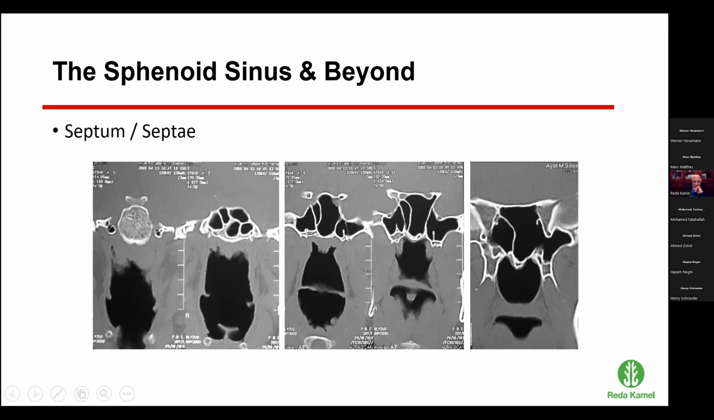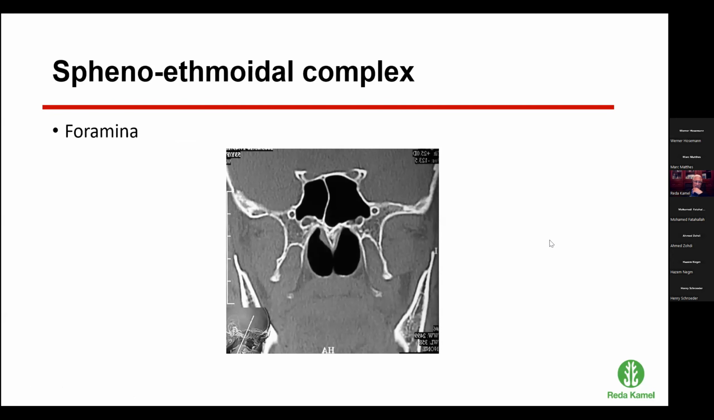And here we are, the septi. Here we are, carotid artery, optic nerve, carotid artery, and so on. So one should be aware of the Vidian nerve, pterygoid canal, and then the foramen rotundum and V2. And here in between, we have the lateral recess, where we have, in many cases, the meningocele or meningoencephalocele, which is an approach to the cavernous sinus.